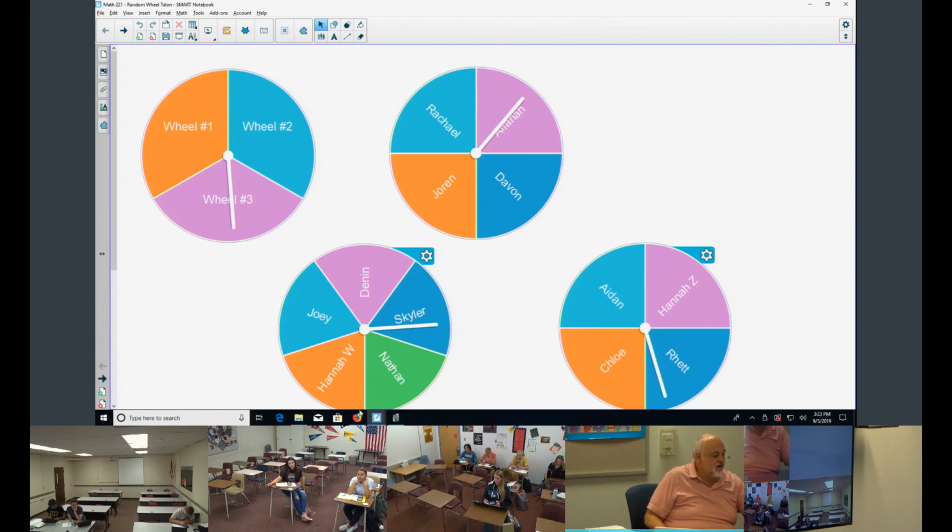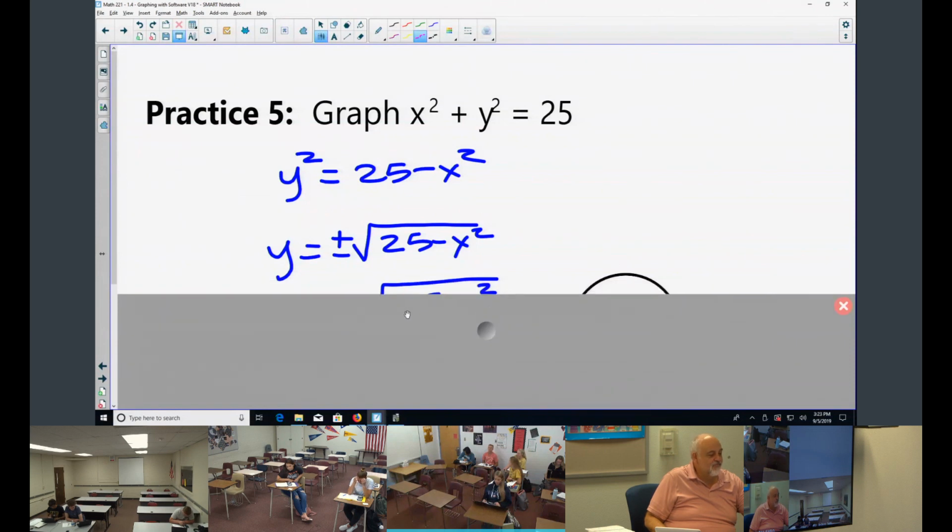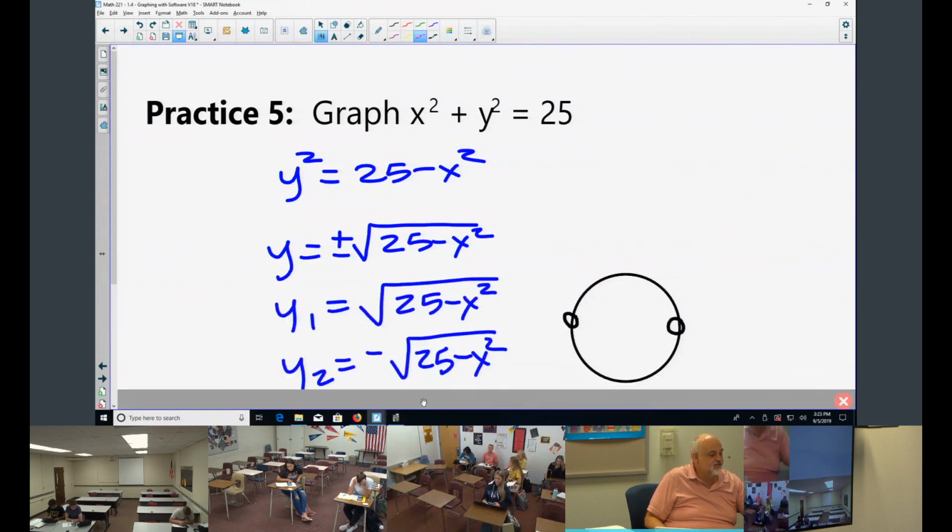All right, so Rhett, what does the graph look like? It's like two semicircles that kind of make a circle almost. That is correct. Okay.